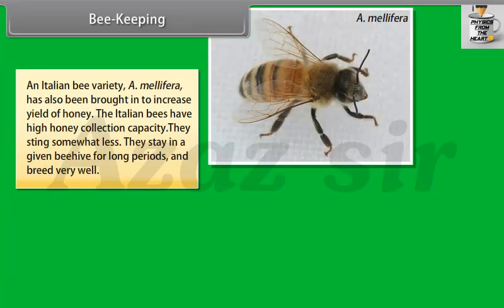An Italian bee variety, A. mellifera, has also been brought in to increase yield of honey. The Italian bees have high honey collection capacity. They sting somewhat less. They stay in a given beehive for long periods and breed very well.